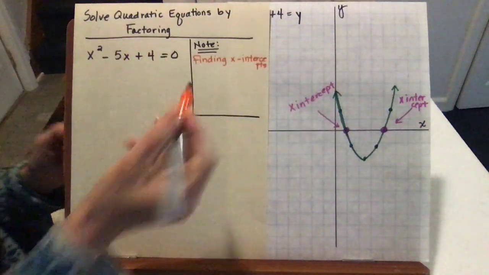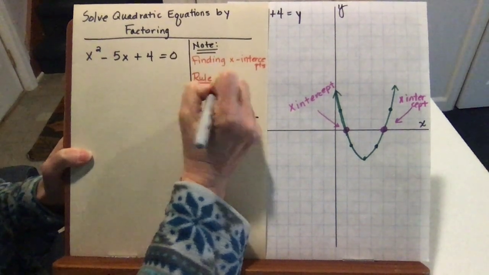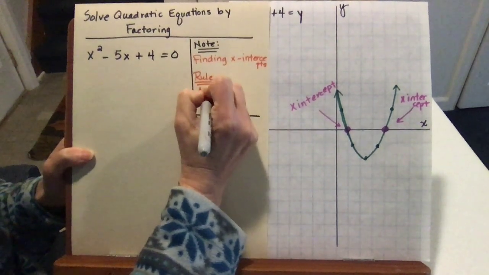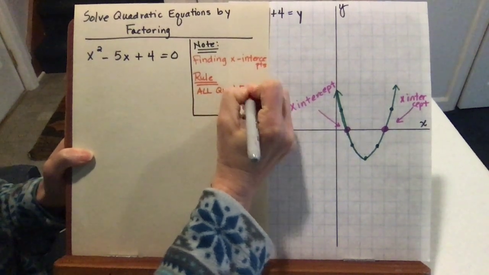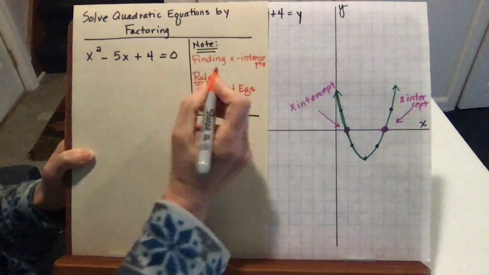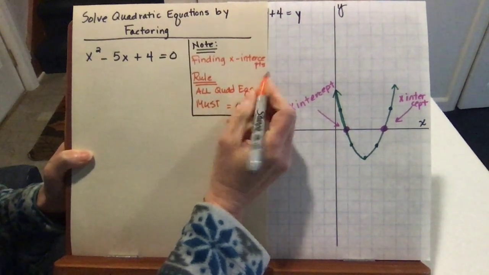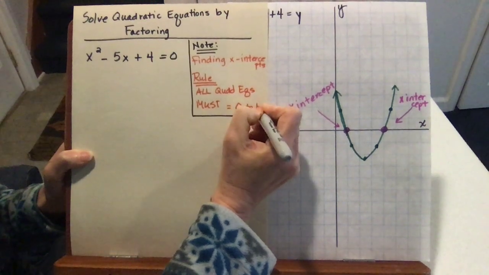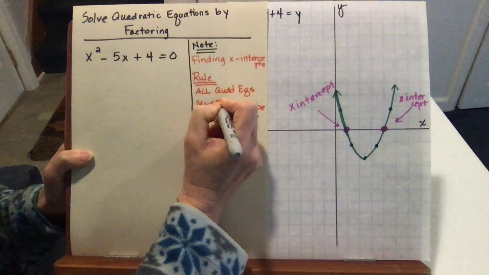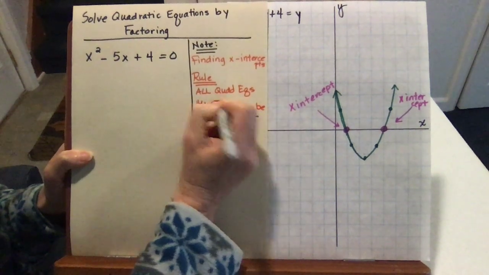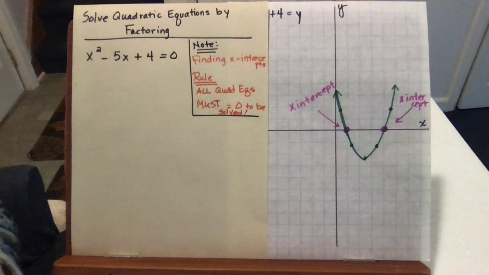All right, so number 1 rule for solving all the quadratic equations. All quadratic equations, and I'm going to abbreviate here, so all quad equations must equal 0 to be solved. Otherwise, you can't solve them. Okay? So if they don't equal 0, we're going to have to make that happen. But let's start with our first one.